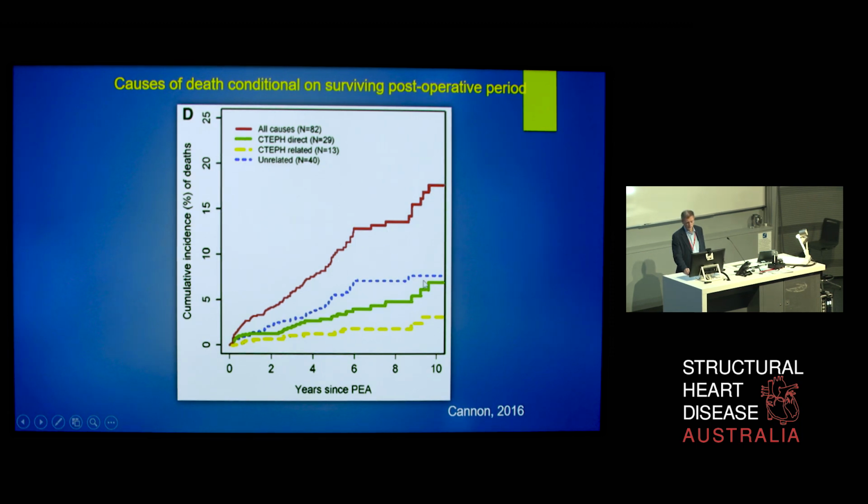So by 10 years, that's about 18% of the causes of death. Unrelated is in the blue dotted lines. CTEPH direct, at 10 years, is about 7%. And that would be, for example, right ventricular failure, and indirect, such as an anticoagulant-related hemorrhage, is much lower.